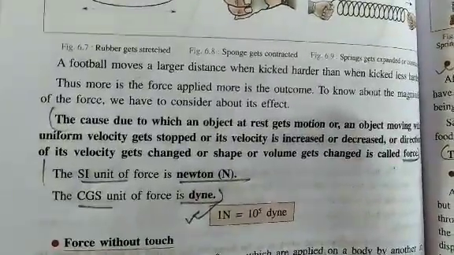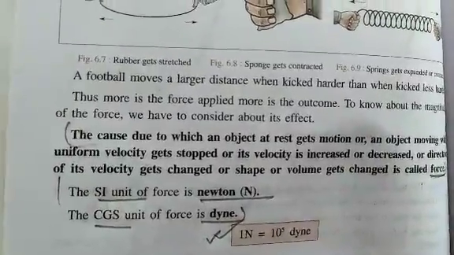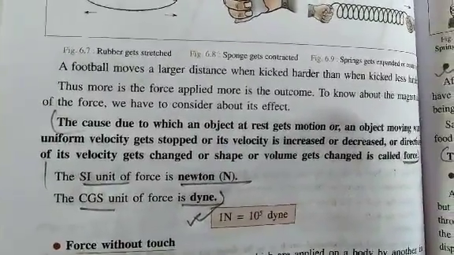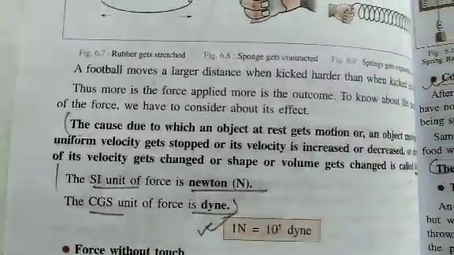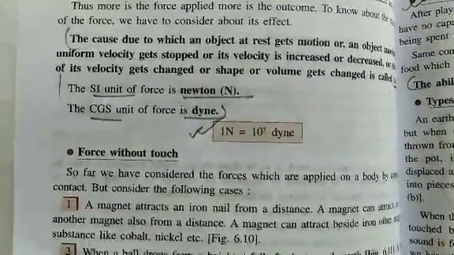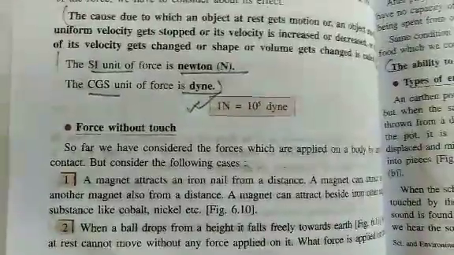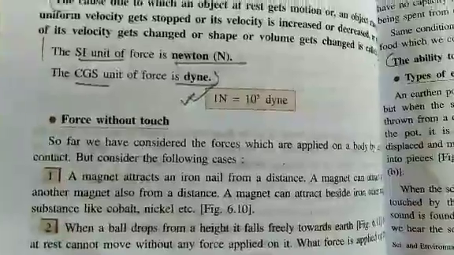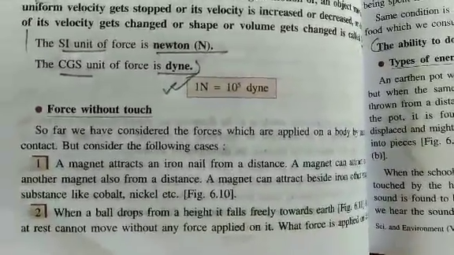What is its unit? The SI unit is Newton and the CGS unit is dyne. There is a relation between these two units. 1 Newton equals 10 to the power 5 dyne. So we can see force is applied by touching the object. But there are some forces which can be applied without touch. For example, magnetic force, gravitational force. These all forces can be applied without touch.